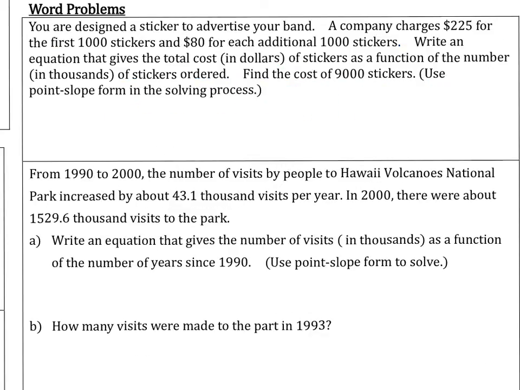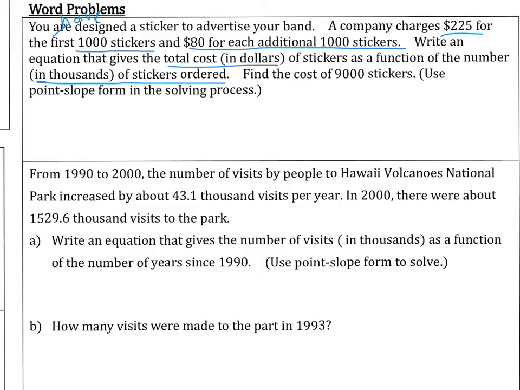For the following word problems, you would have to use the point-slope form as a strategy to solve for your answer. So let's begin. You have designed a sticker to advertise your band. A company charges $225 for the first 1,000 stickers and $80 for each additional 1,000 stickers. Write an equation that gives the total cost in dollars of stickers as a function of the number in thousands of stickers ordered.